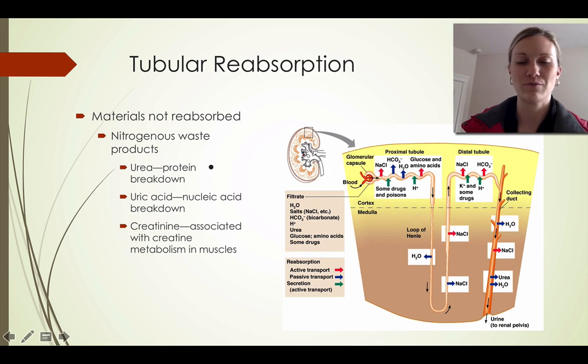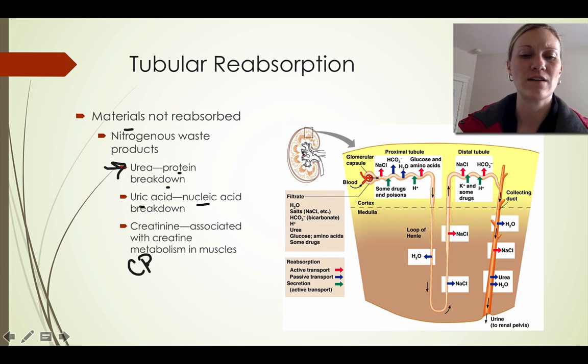So for tubular reabsorption, these are the materials that are not reabsorbed. These are going to be things like nitrogenous waste products. Urea is from protein breakdown. Uric acid is from nucleic acid breakdown. And then creatine is associated with creatine metabolism in muscles.